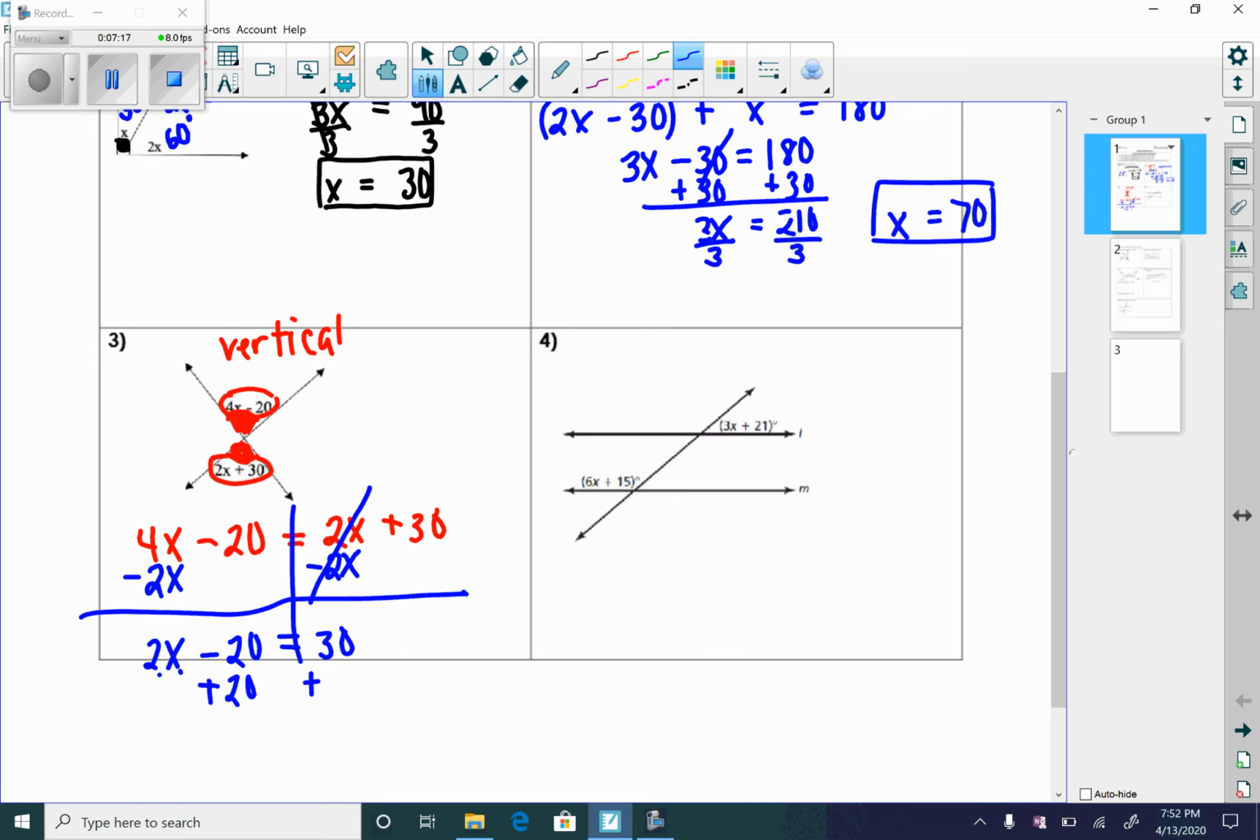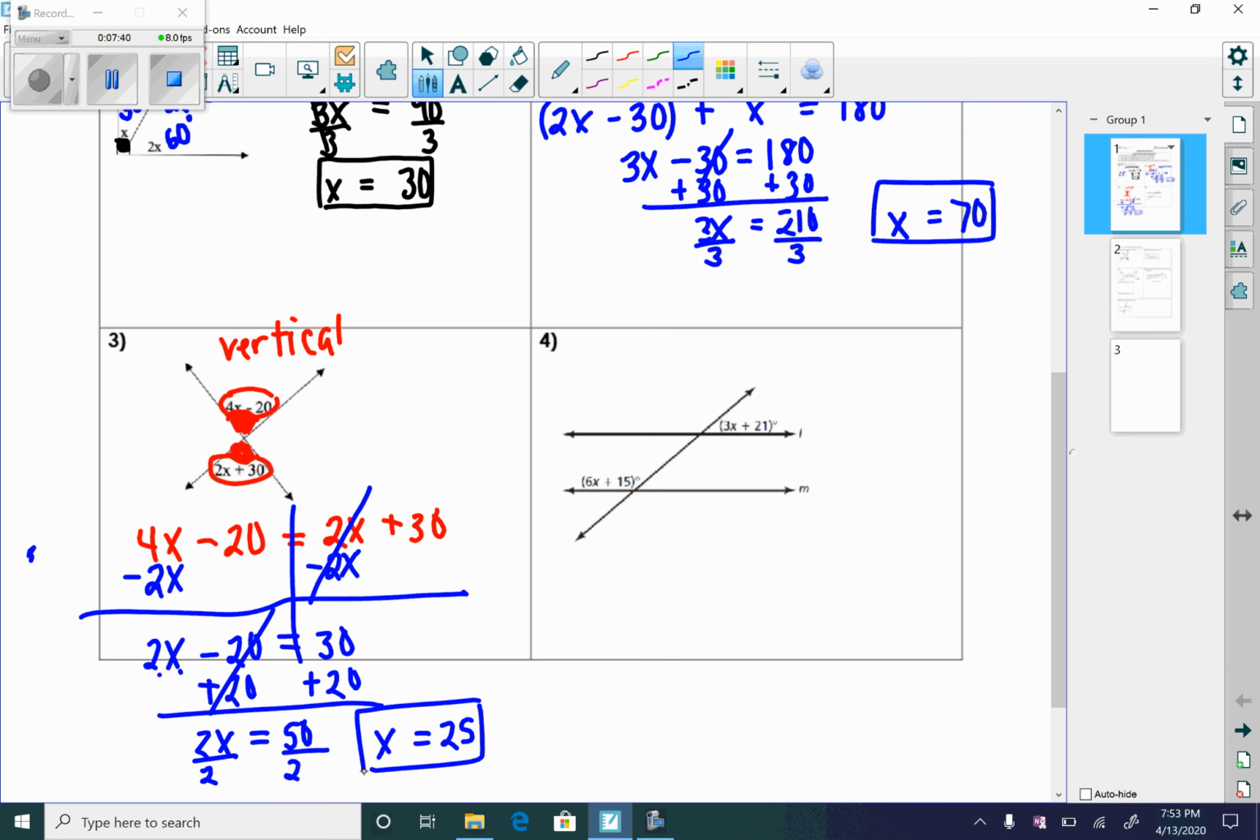So I'm going to add 20 to both sides. And I'm going to get 2x equals 50 and divide by 2, and x equals 25. You can say 25 degrees. If you leave the degree symbol out, it's really not a big deal.